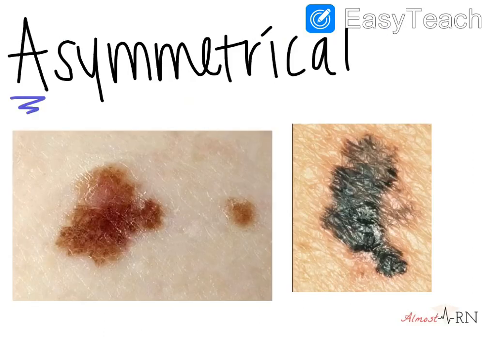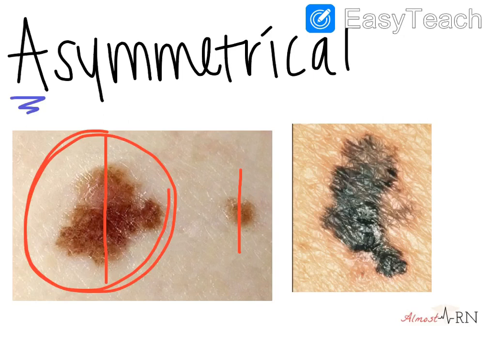Starting with A, we're going to look at if our mole is symmetrical or asymmetrical. The goal is to have it be symmetrical. So looking at these two moles here, if you were to draw a line down the middle, it's somewhat symmetrical, but compared to this mole, I would say that this one is definitely asymmetrical. And this one over here on the right, that's definitely asymmetrical. So that's something that we're going to be looking for that could be concerning.